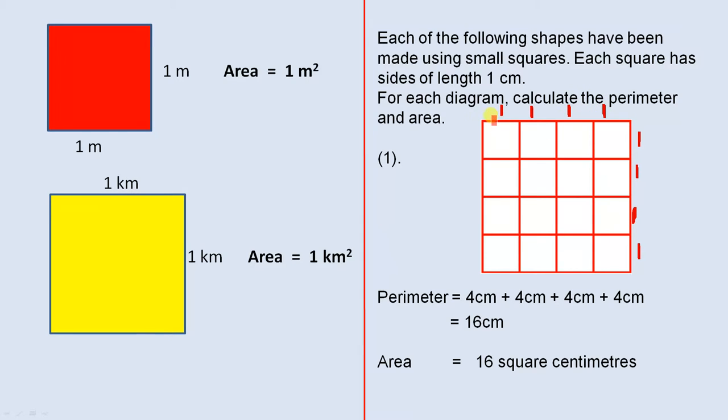So the perimeter will be 4 centimetres plus 4 centimetres plus 4 centimetres plus 4 centimetres, and that's 16 centimetres. The area is also 16 square centimetres because you just count the squares up. Okay, 1, 2, 3, 4, 5, 6, 7, 8, 9, 10, 11, 12, 13, 14, 15, 16.